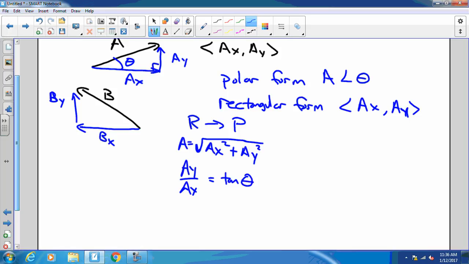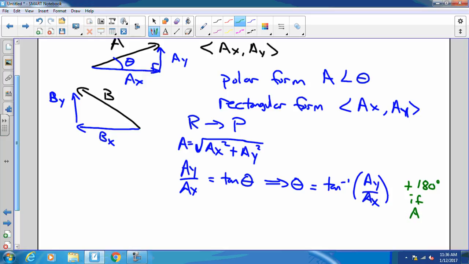This equation got a little bit complicated when our vectors were in quadrants 2 and 3, because the calculator would give us one angle that we had to understand was 180 degrees opposite from the true angle. So that when we compute theta equals inverse tangent of ay over ax, then we had to remember to add 180 degrees if the x component was negative.